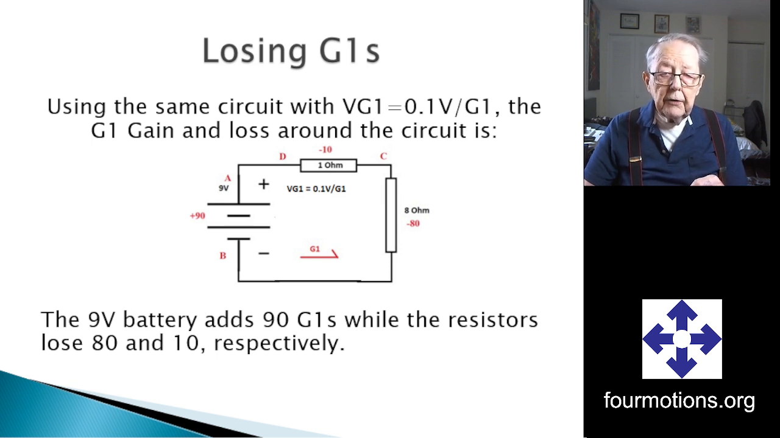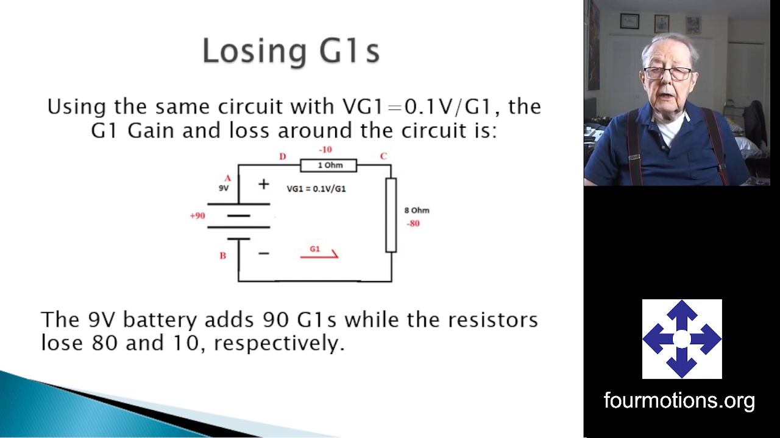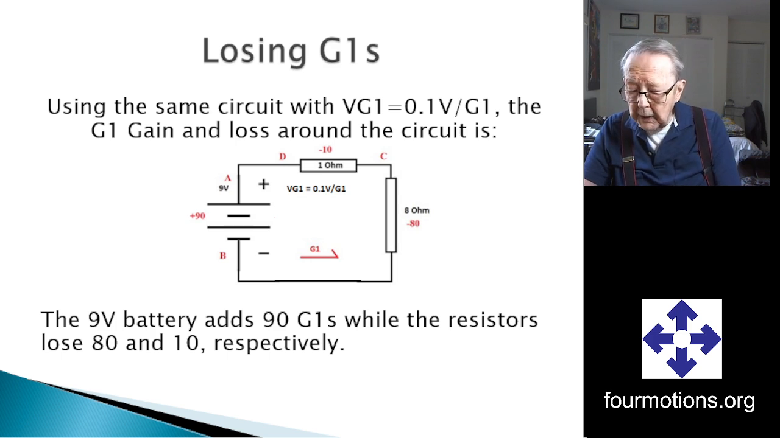And so if you start with A equals 0, you add 90, then from the battery, the 8 ohm loses 80, and you're down to 10, and then the 1 ohm loses 10, and you're back to 0, and you have, we have stabilized it.